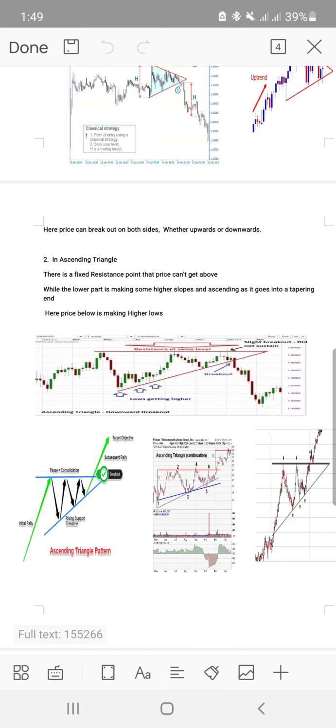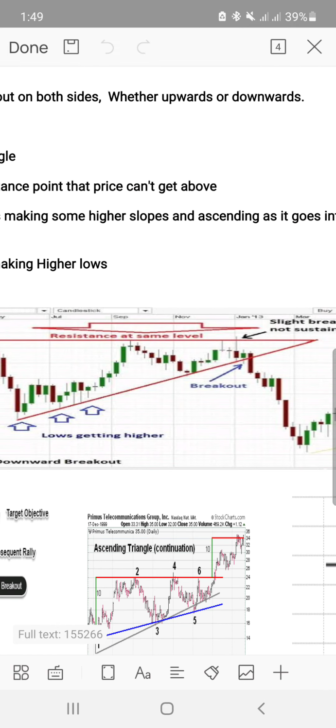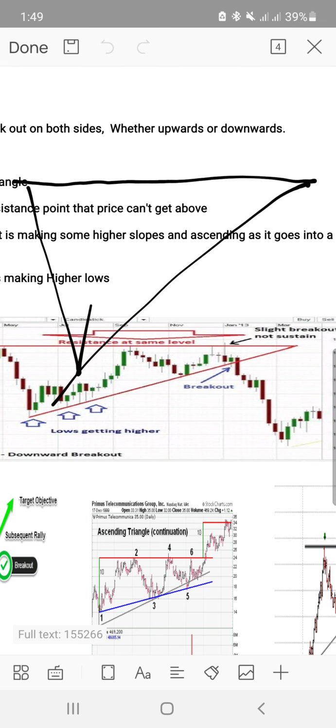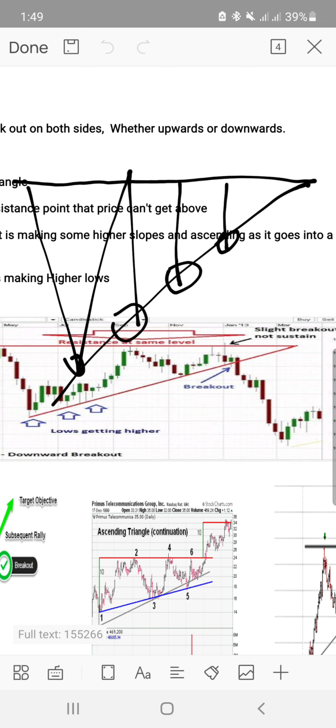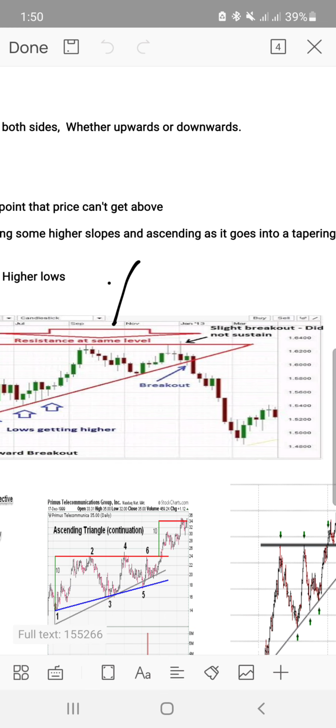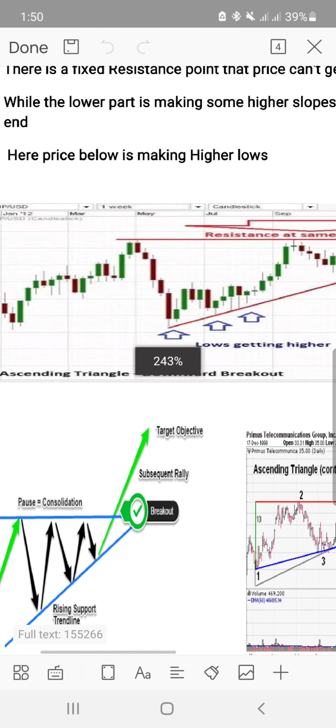Here price is making higher lows. Look at this point here, this is the higher lows. This is how it looks for an ascending triangle: there's a straight line and there's this. As price goes up and comes down, it forms higher lows with a fixed resistance, as I told you. Then look at how price here breaks out to the downside. Let's look at more examples.